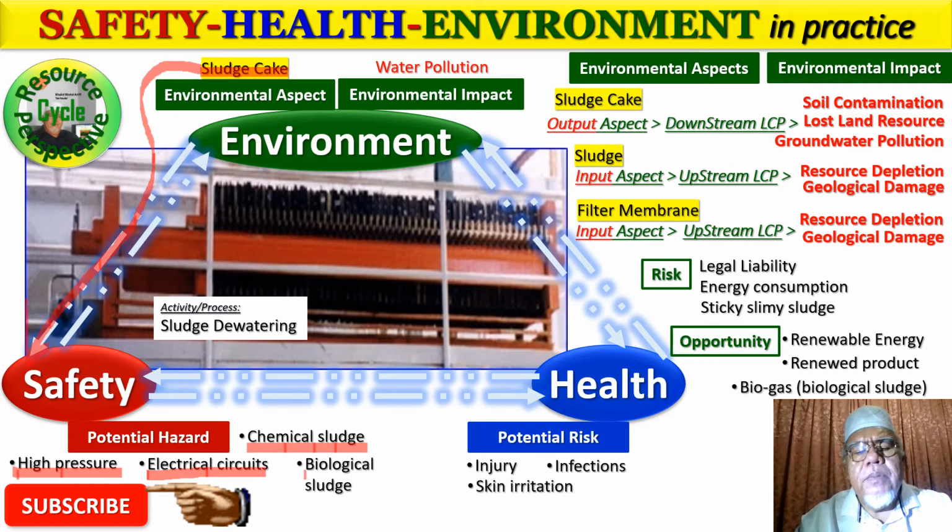Also, in some cases, some of the sludge cake has biological content, especially microbial cells. Some of them are pathogenic, meaning they can cause diseases or, at an initial stage, usually skin irritation. The toxins are being released, we can feel it on our skin. So these are potential hazards with regards to the operation of the sludge dewatering activity, the operation of the filter press, and the potential risks are as follows.